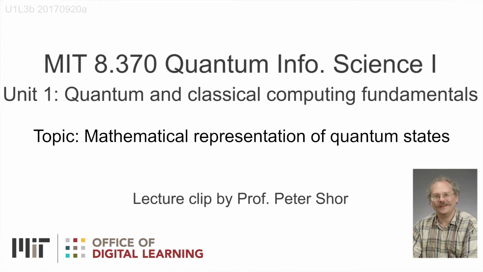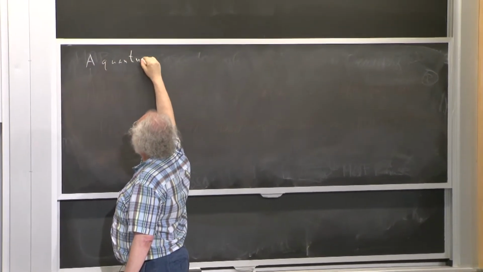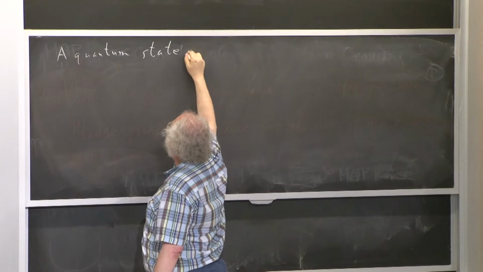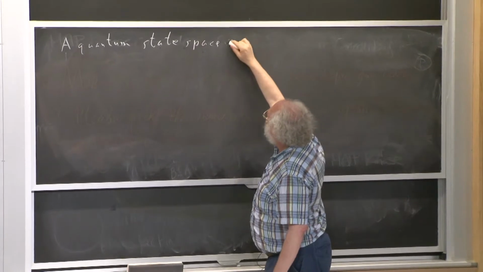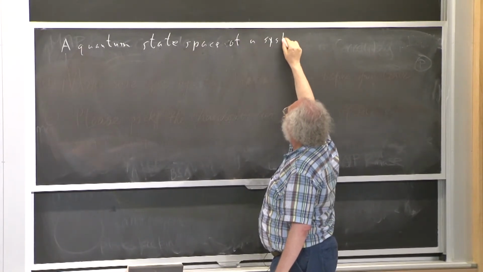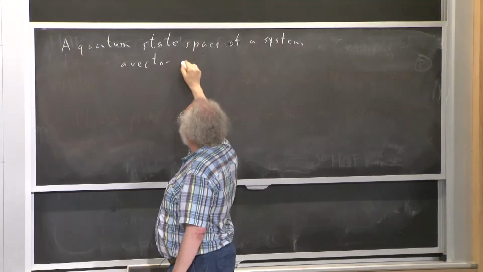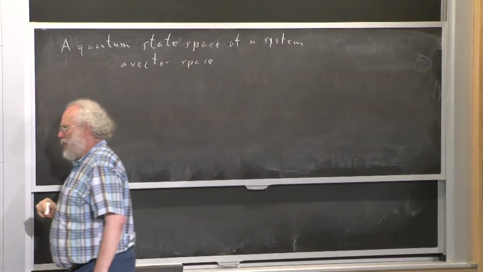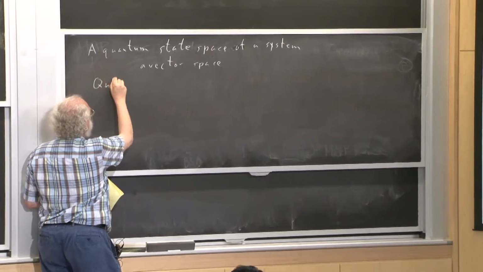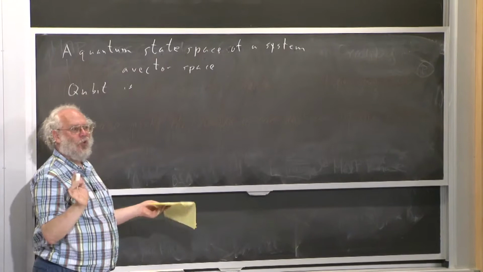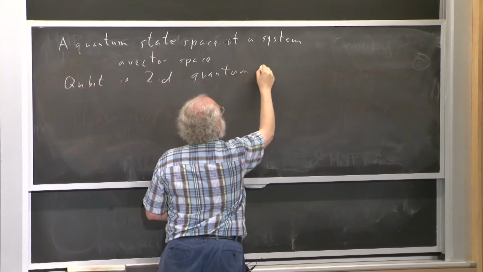First thing is, what is a quantum state? A quantum state space is just a vector space. We will explain this a little bit more later, but we'll say a qubit is a two-dimensional quantum state space.